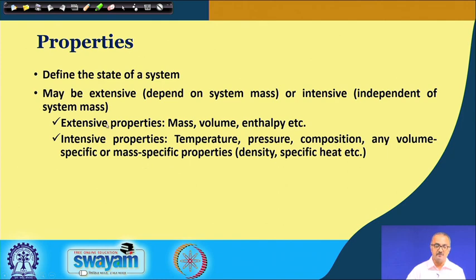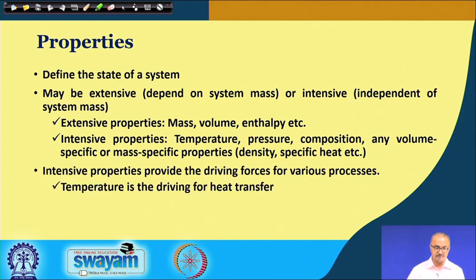Some examples of extensive properties are mass, volume, total enthalpy, etc. And we have many intensive properties also, like temperature, pressure, composition, and any volume-specific or mass-specific properties. For example, density is mass per unit volume. Similarly, specific heat is the amount of heat per unit mass. So, all these are based on either mass or volume, and so they become intensive variables.